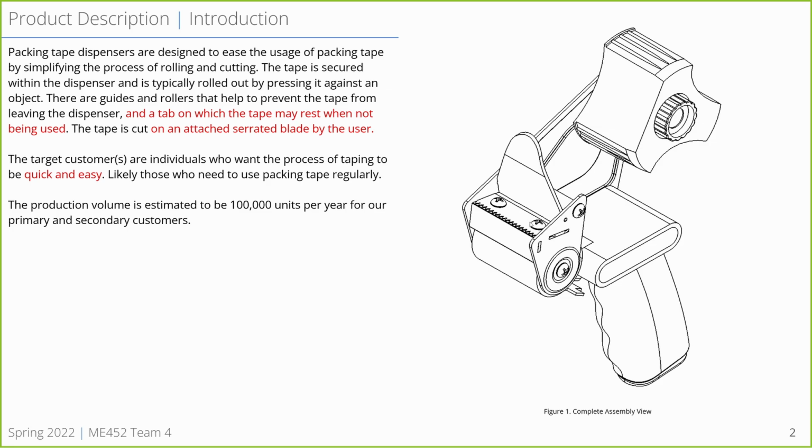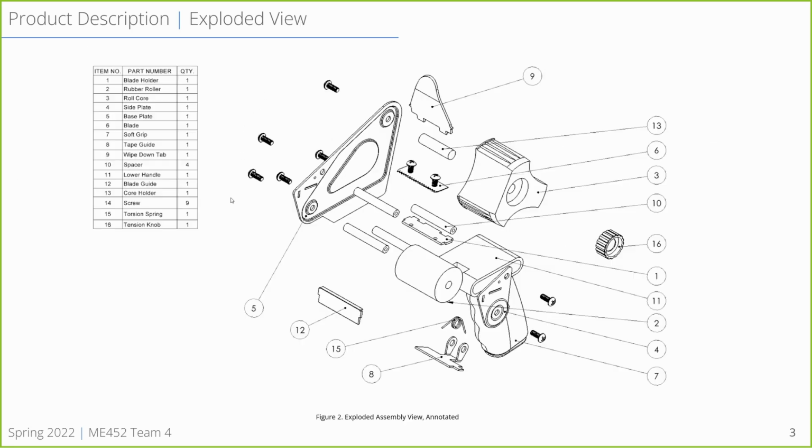The target customers are people that want to make the process of taping things easy and might need to do it often, and our production volume target is 100,000 units per year. This is an exploded view of our product. Again, main components are number 3, the roll core, number 2, the rubber roller, and number 6, the blade. We do have a lot of fasteners that we are interested in replacing, as well as spacers, because they do not serve any functional purpose.